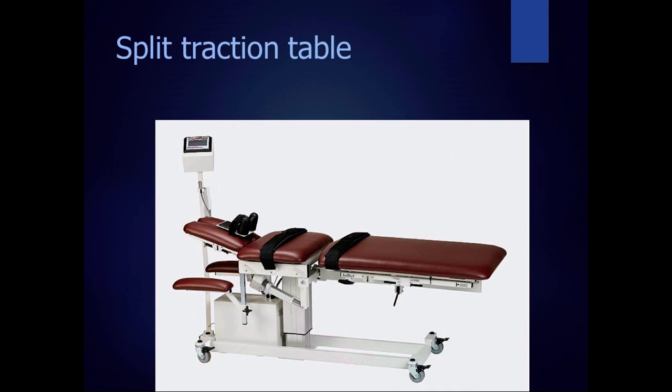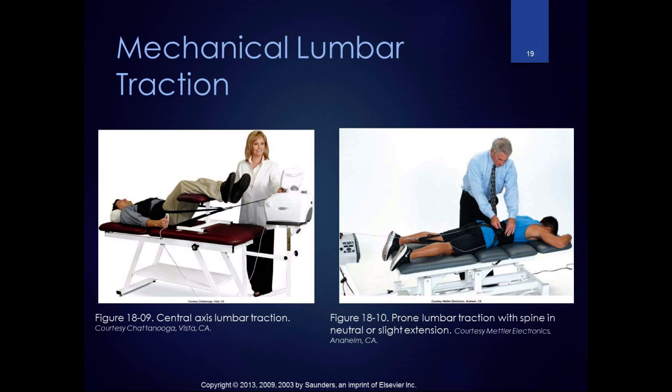So a lot of traction tables are split, so you can get movement. As you apply the traction force, the table moves to localize it to the area of the body that you want it to be in. So here's a patient on mechanical lumbar traction in supine, in flexion with the knees supported, and there we're trying to localize it to the lower lumbar area. Prone lumbar traction or slight extension is another way to apply the lumbar traction.